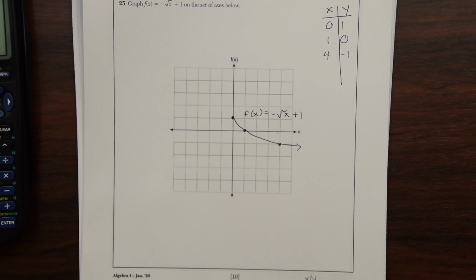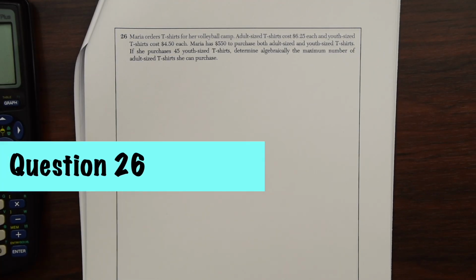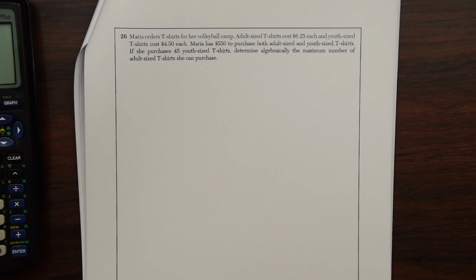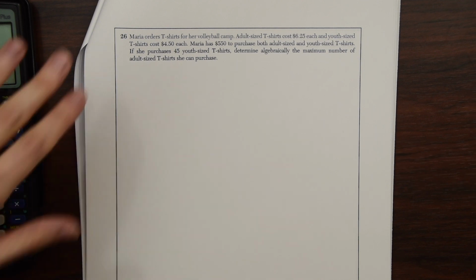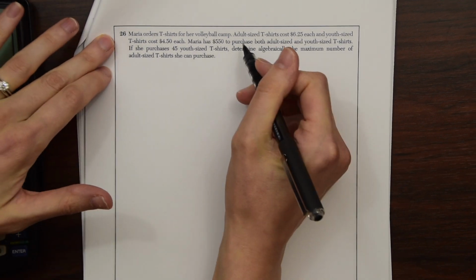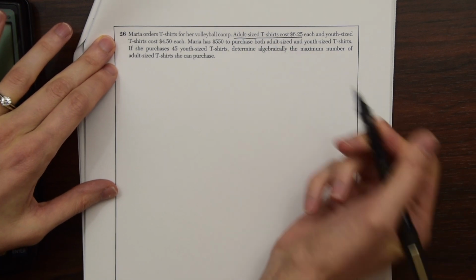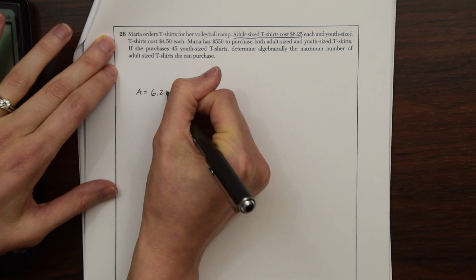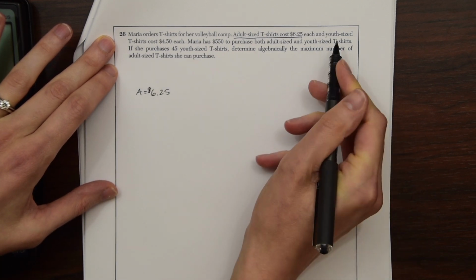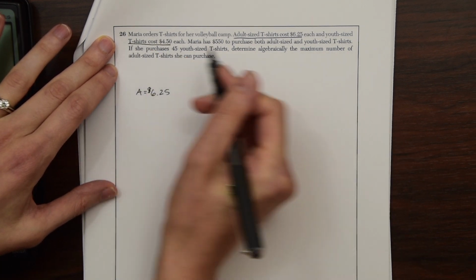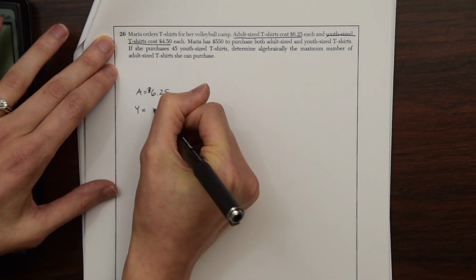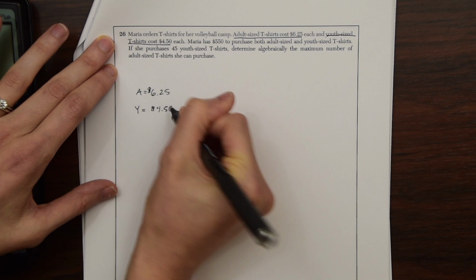So that's our answer. Here's the next question, question 26. Maria orders t-shirts for her volleyball camp, adult-sized t-shirts. Let's take notes and underline while we're reading this. Adult-sized t-shirts cost $6.25 each. So let's write this on the side. Adults are $6.25 each, and youth-size t-shirts cost $4.50 each. So let's label this Y for youth size is $4.50 each.